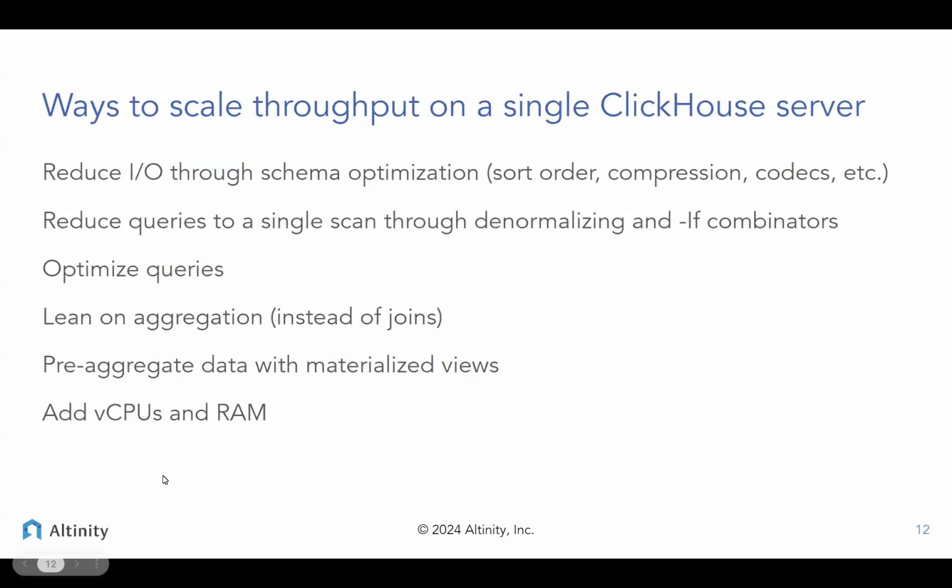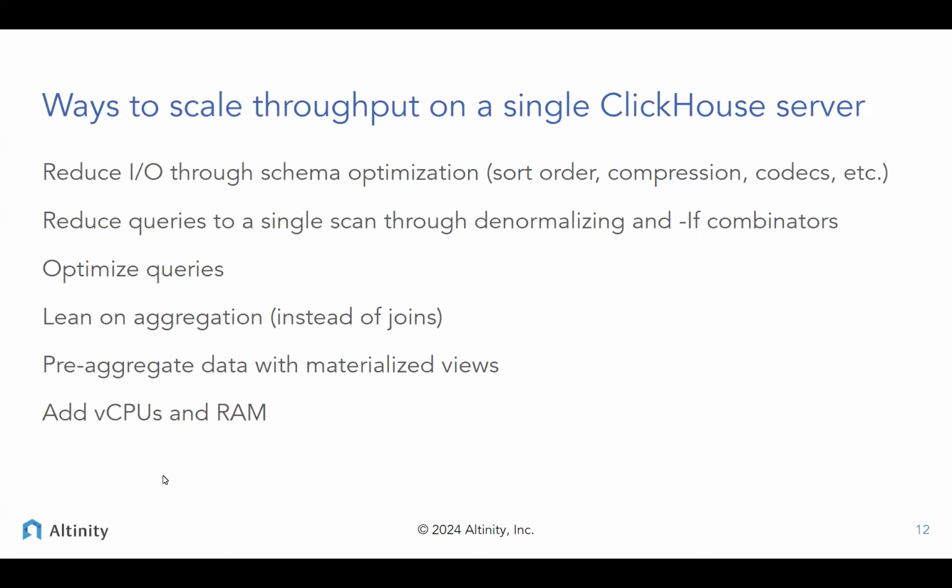So what are those optimizations? Well, here are some of our favorites. The first one that we always look at is reducing I/O. Fix your schema. If you assume 90% compression, I put that on early on. Use codecs, change your sort orders, play around with compression to get those numbers as low as possible.